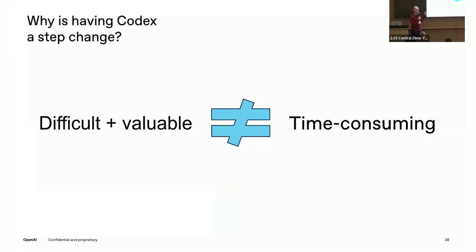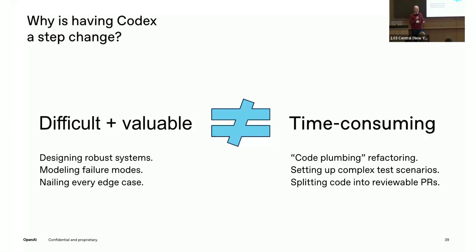I want to argue that that's because there's a huge difference between what's difficult and valuable and what's really time consuming. And we've really managed to find a way to thread the needle and separate these two. This stuff is engineering. We need to design robust systems. We need to think about the failure modes of our system. This is what gets me out of bed in the morning. Everything in the other bucket is stuff that is a necessary performance in order to make the engineering be real in the real world.